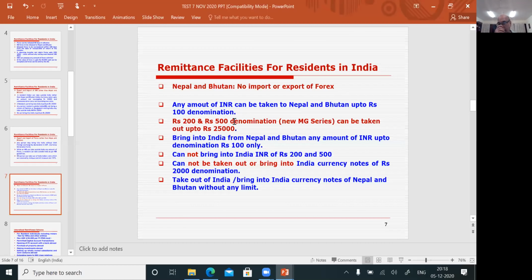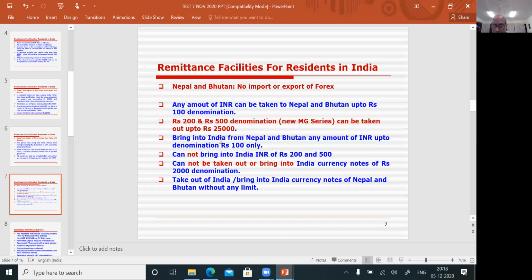So how much Indian rupee can be taken to Nepal and Bhutan? Unlimited money if the denomination is up to 100. If the denomination is 200 and 500, you can take only a maximum of 25,000 rupees. Then point number 4. Similarly, when you come to India, you can bring from Nepal and Bhutan an unlimited amount in denomination of 100 and below. While going outside India, you can take denominations up to 100 unlimited. Similarly, while coming from Nepal and Bhutan, you can bring unlimited Indian rupee in denominations up to 100.